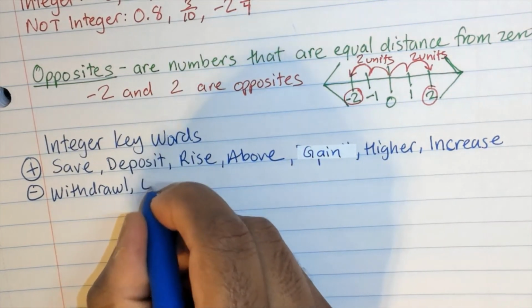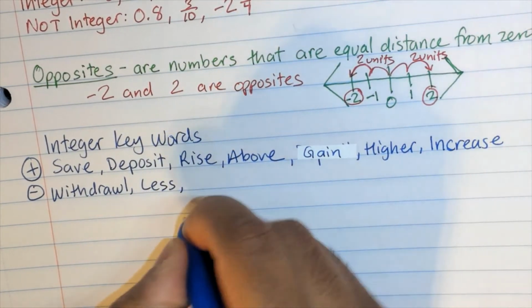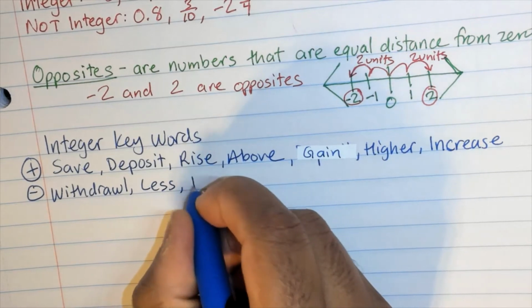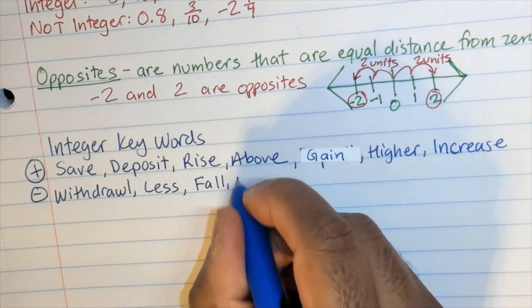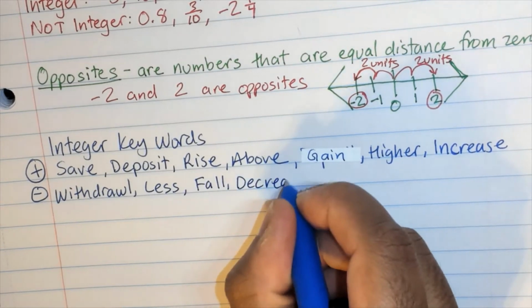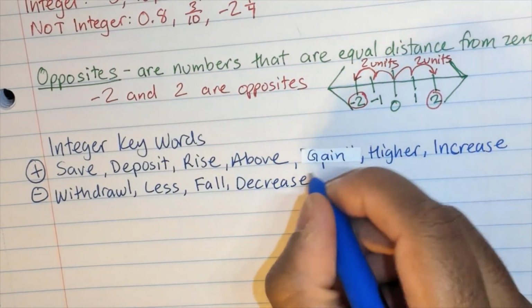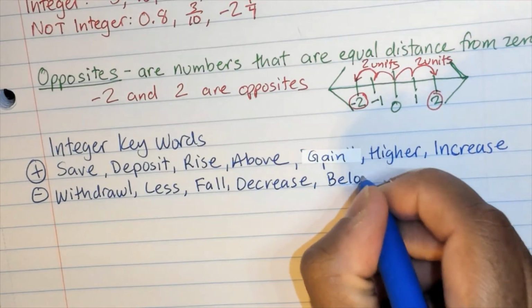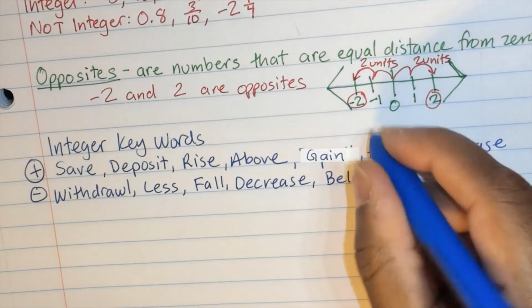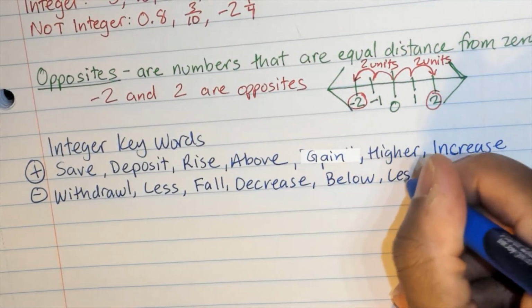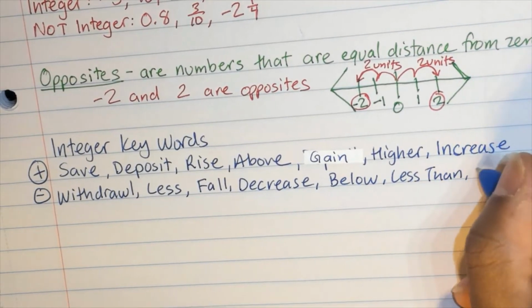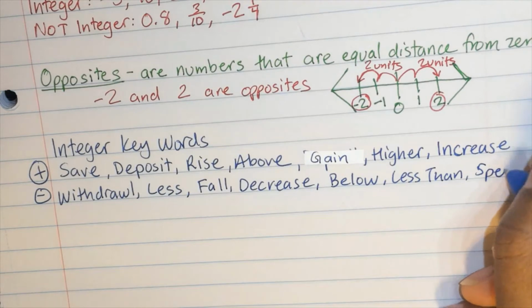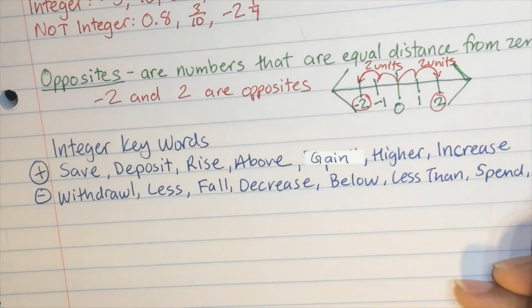Less, so if I have $10 less than my neighbor, that's a negative number. Fall, if the stock market falls 10 points. Decrease. Below. Less than. Spend. And loss.